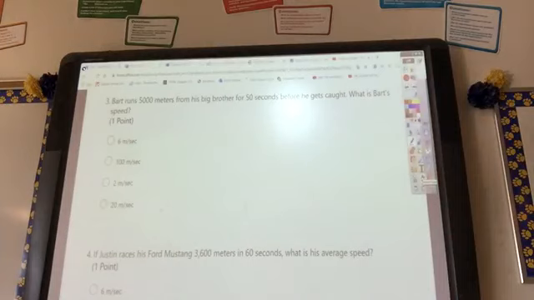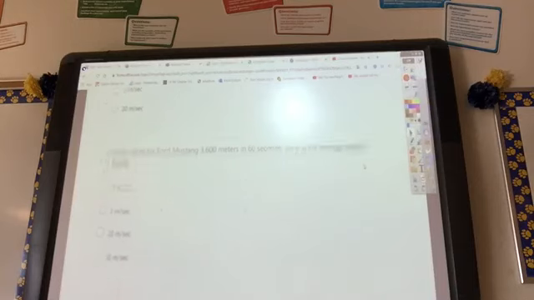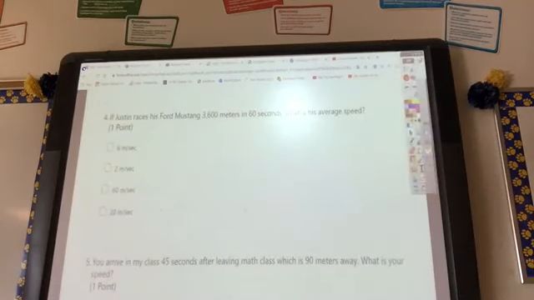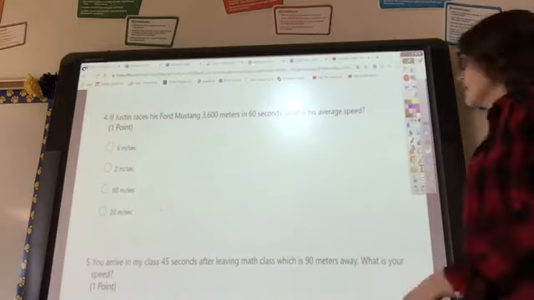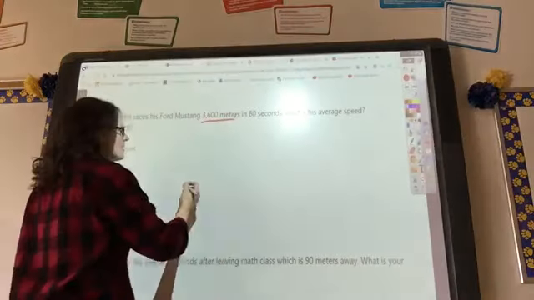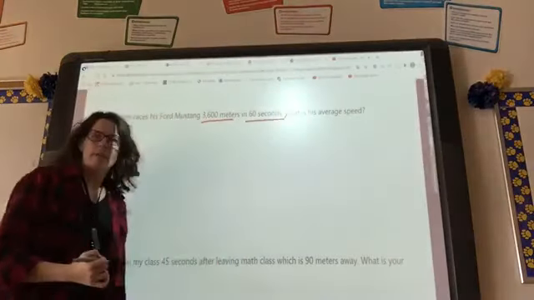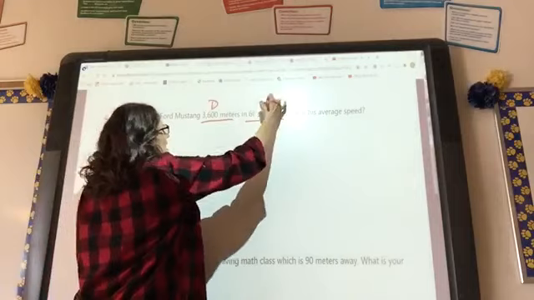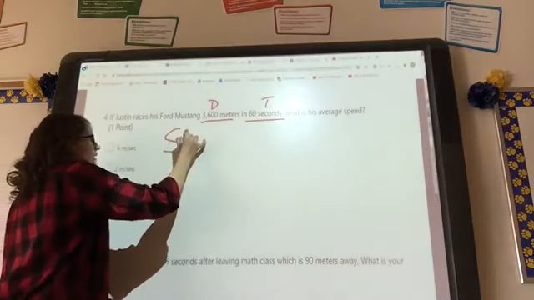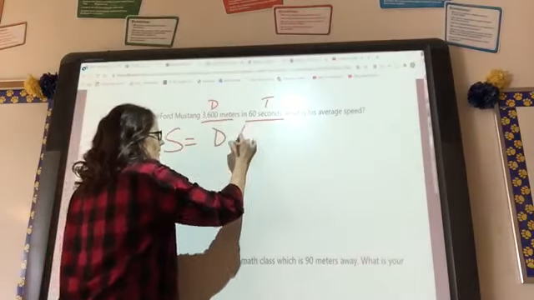Number 4 says, if Justin races his Ford Mustang 3,600 miles in 60 seconds, what is his average speed? So, we got a Ford Mustang, it's going 3,600 meters, so that's going to be our distance. In 60 seconds, that's going to be our time, so I'm going to put a D for distance, a T for time. Speed equals distance divided by time.